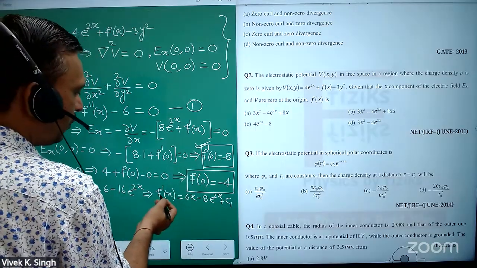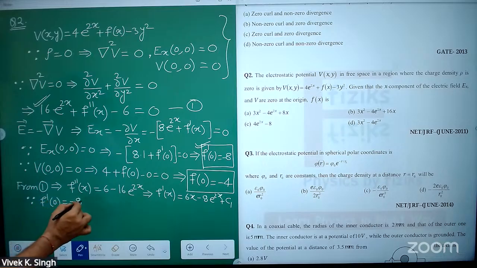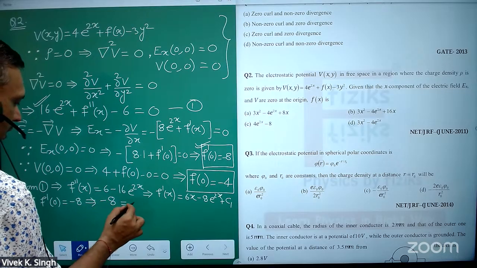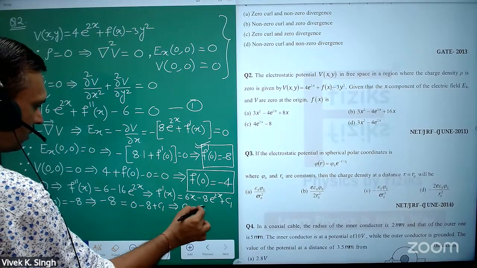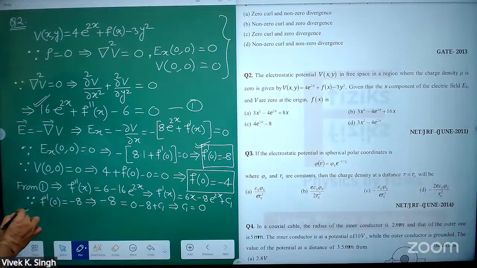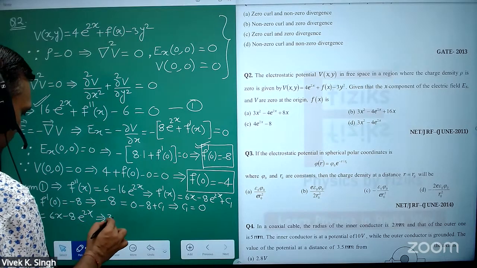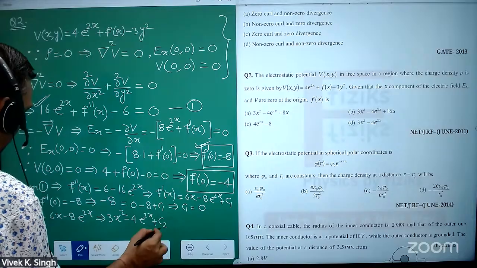And we have already calculated the value f dash 0, which is minus 8. So this will give you minus 8 equals 0 minus 8 plus C1. So C1 is 0. It means f dash x becomes 6x minus 8 e power 2x. If you further integrate it, this will be x square by 2, so this is 3x square minus 4 e power 2x plus C2.